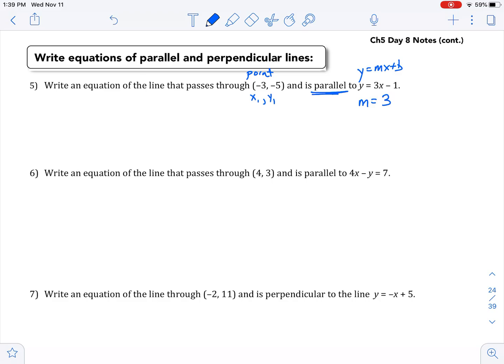If I want to talk about the line that is parallel to this, I'm going to also use a slope of 3. I'm going to use this notation to represent the parallel slope. So if I want to write my equation, let's think about this here. Given a point and the slope, remember that we're going to write it in point-slope form.